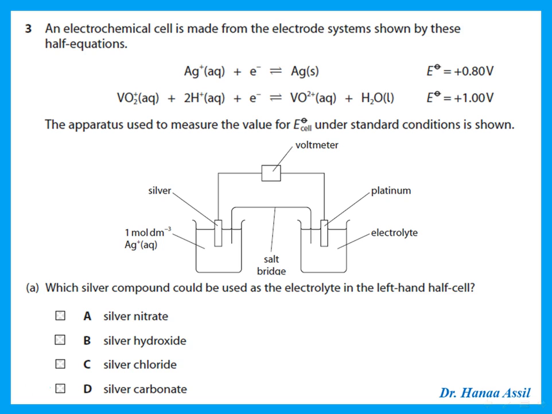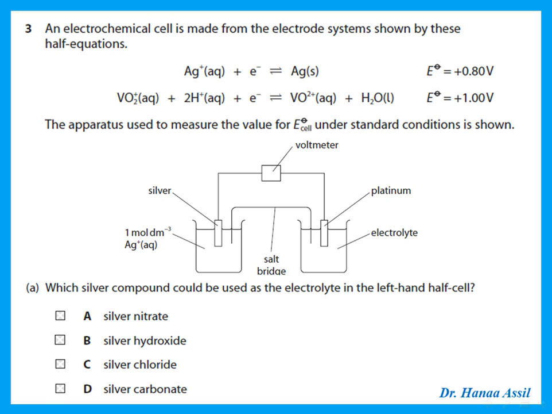An electrochemical cell is made from the electrode systems shown by these half equations. So here he has the one for Ag+ gaining an electron becoming Ag, and VO2+ plus 2H+ plus an electron to give this product. Now, the apparatus used to measure the value for E cell under standard conditions is shown.